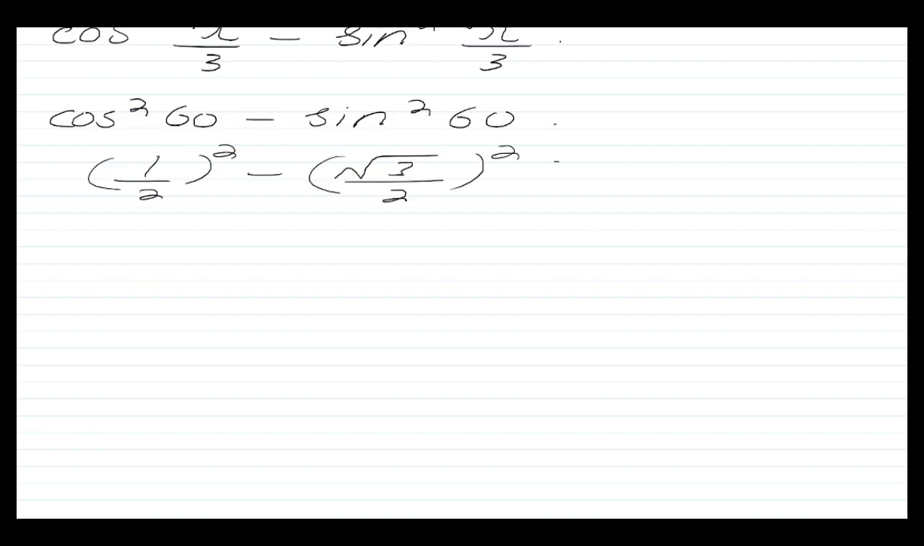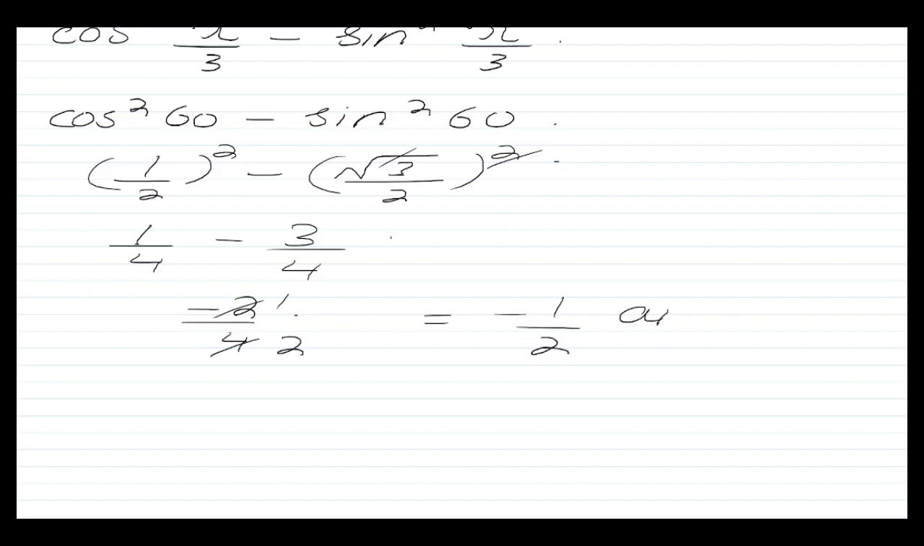So this will be converted to 1 over 4 subtracted from, and then this 2, here we have 2, so it will be cancelled out with the root. So we will just write 3 over 4. So 1 minus 3 over 4, that leaves us with minus 2 over 4. Now this will be simplified. So 2 gets cancelled. This results in minus 1 over 2. So this will be our final answer.